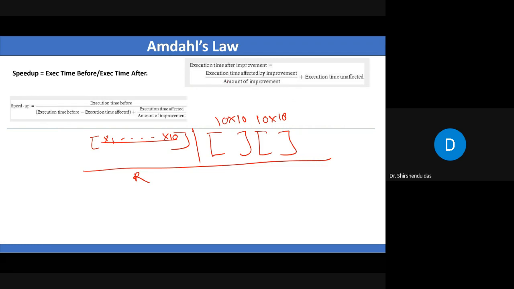And then I have one more 10 cross 10 matrix, right? So I want to perform these two operations.